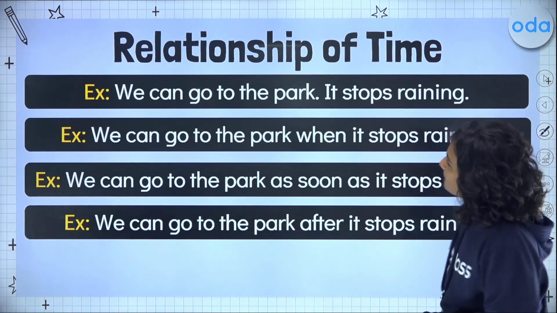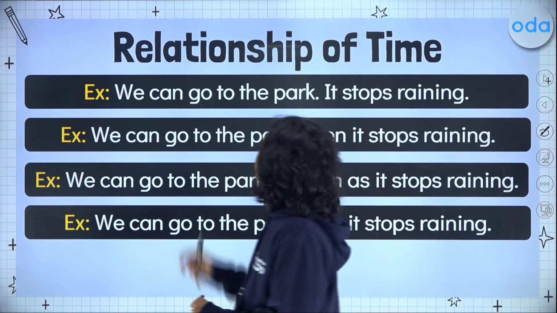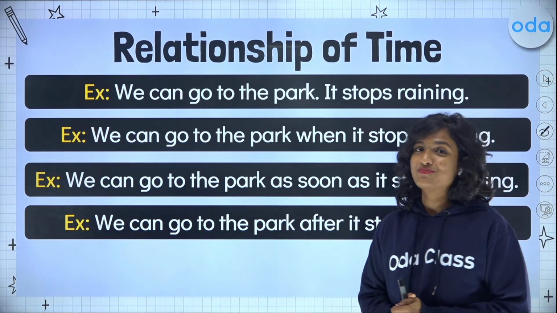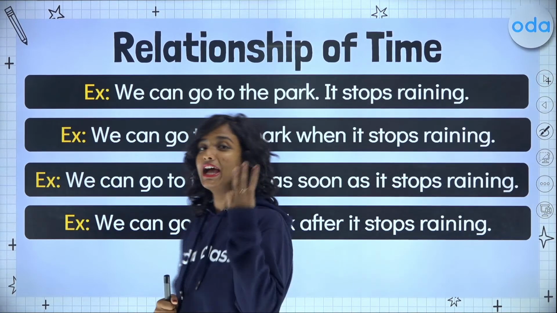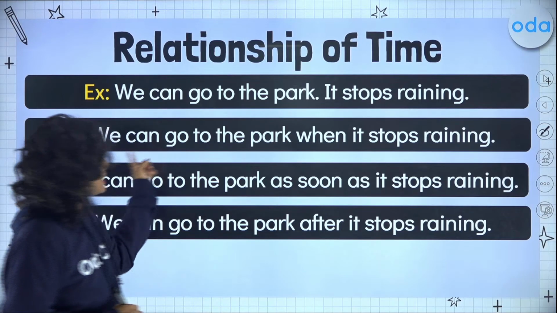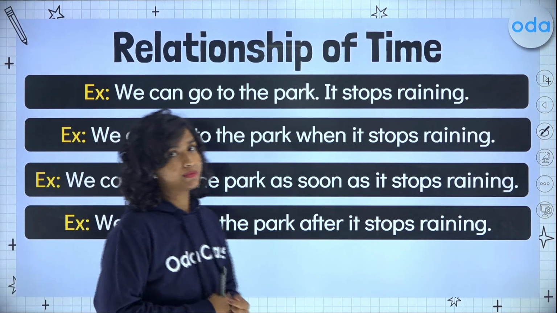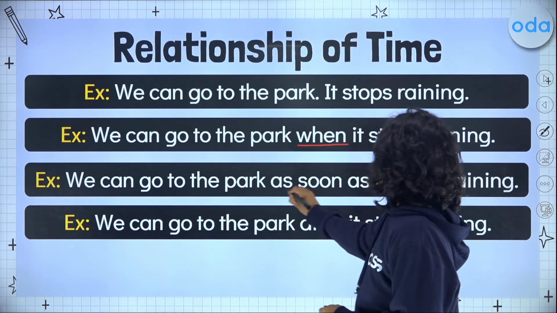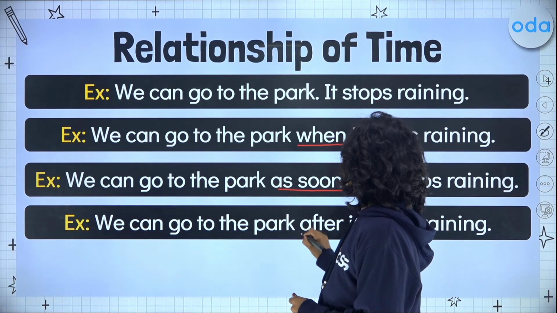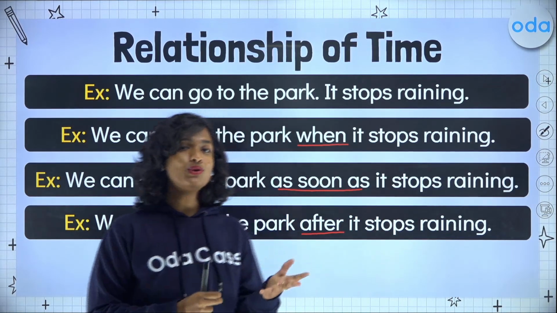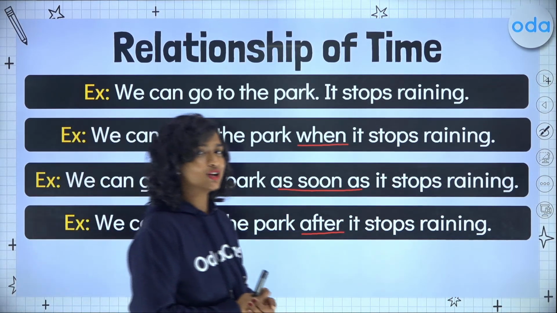Moving on and taking another example, here we have, we can go to the park, it stops raining. Now for this particular example, I have 3 conjunctions for you that can all work. We can go to the park when it stops raining. We can go to the park as soon as it stops raining. We can go to the park after it stops raining. If there are some more that could work, students, you can put them in the comment.